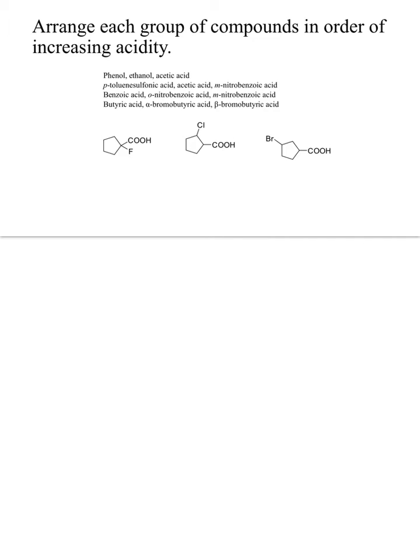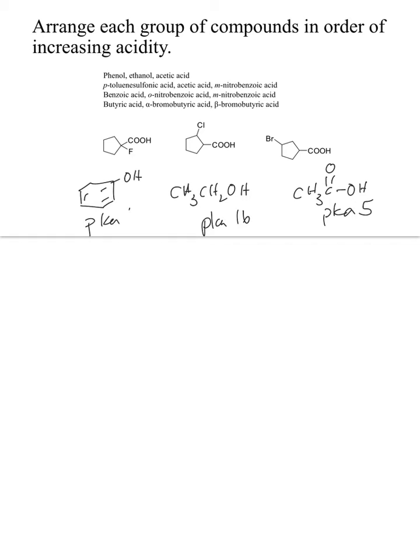Okay, arrange each group of compounds in order of increasing acidity. Okay, so this is with the proton. So you have phenol, you have ethanol, and you have acetic acid. So you guys know this is a pKa of about 5, pKa of 16, and pKa of about 10. So obviously the most acidic, this is your number 1, the acetic acid, this would be number 2, the phenol, this ethanol would be number 3, the least acidic.